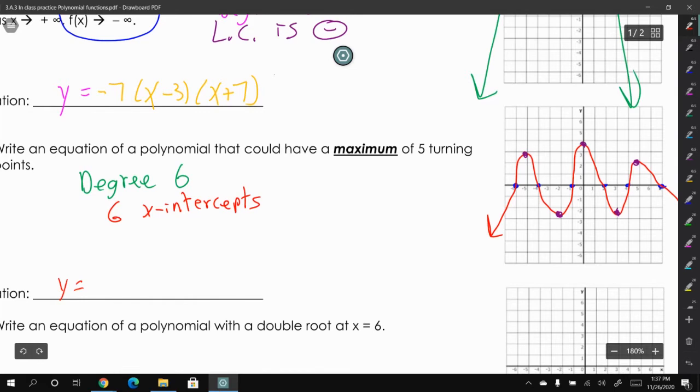Y equals, and we had a negative leading coefficient because I chose to start this function going down. It doesn't matter. You could have had a positive leading coefficient. This is just how I chose to do it.